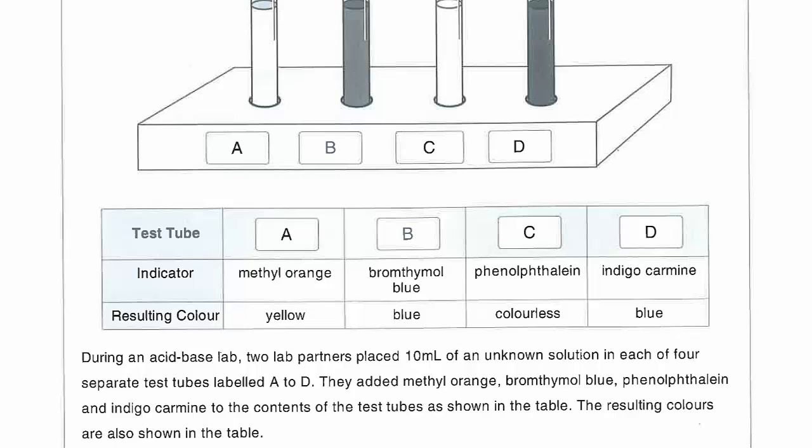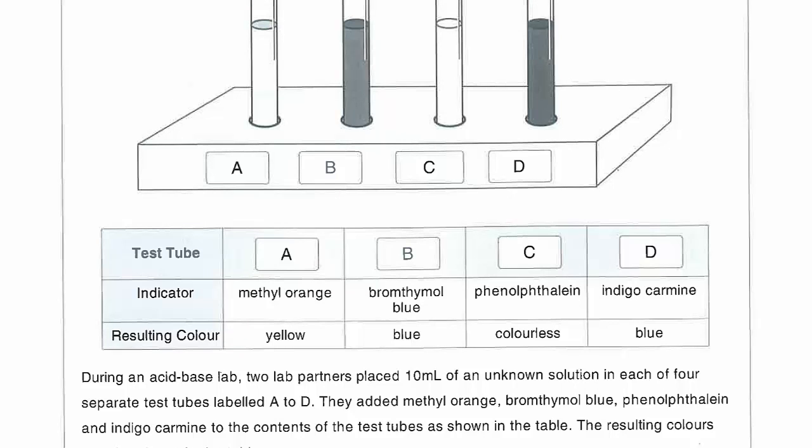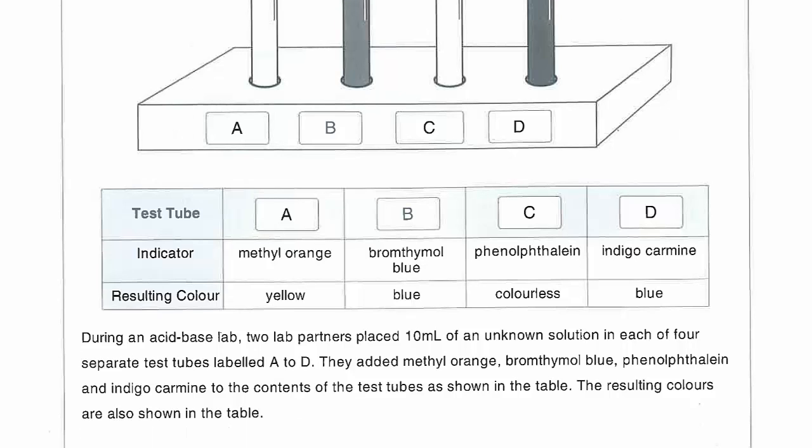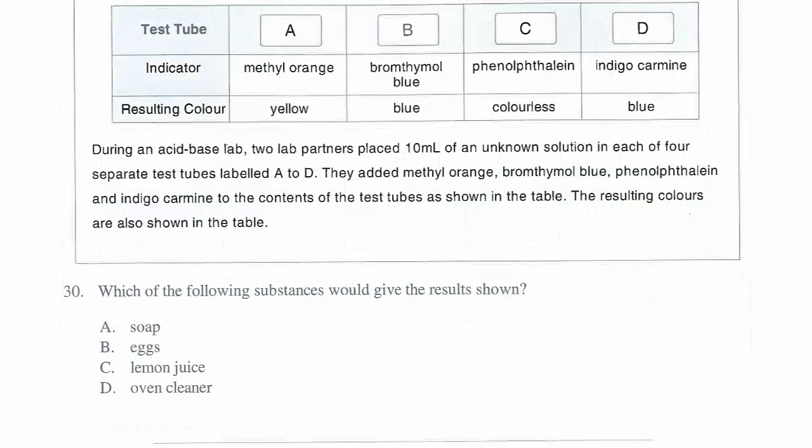2 lab partners place 10 milliliters of an unknown solution in each of 4 separate test tubes labeled A through D. There they are in the picture. They added methyl orange, bromothymol blue, phenolphthalein, and indigo carmine to the contents of the test tubes as shown in the table. The resulting colors are also shown in the table. The question is, which of the following substances would give the results shown?